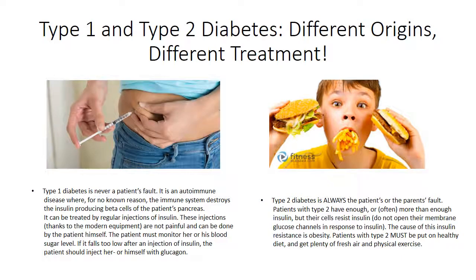And finally, one kind of concluding thing. Type 1 and type 2 diabetes: different origins, different treatment. Type 1 diabetes is never a patient's fault, shown on the left part of the picture. It is an autoimmune disease where, for no known reasons, certainly not because the patient did something wrong, the immune system destroys the insulin-producing beta cells in the patient's pancreas. Type 1 diabetes can be treated by regular injections of insulin.